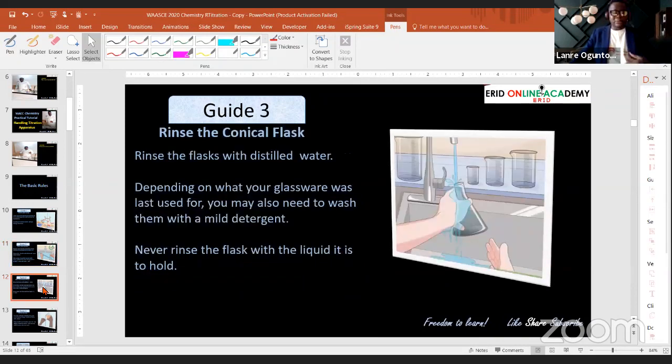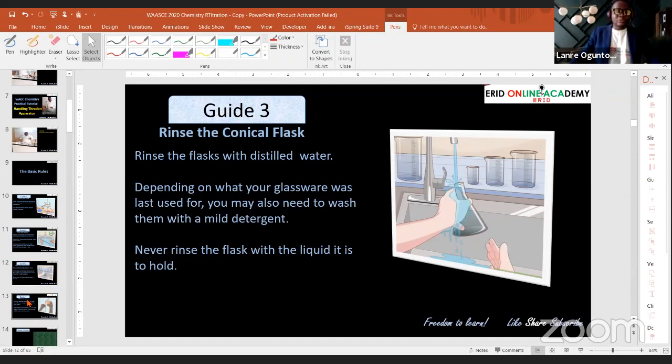And guide number three will be rinsing your conical flask. Rinse your conical flask very well with distilled water. Never rinse your conical flask with the liquid it is to hold. The conical flask will hold base. Never rinse the conical flask with base as the last step.